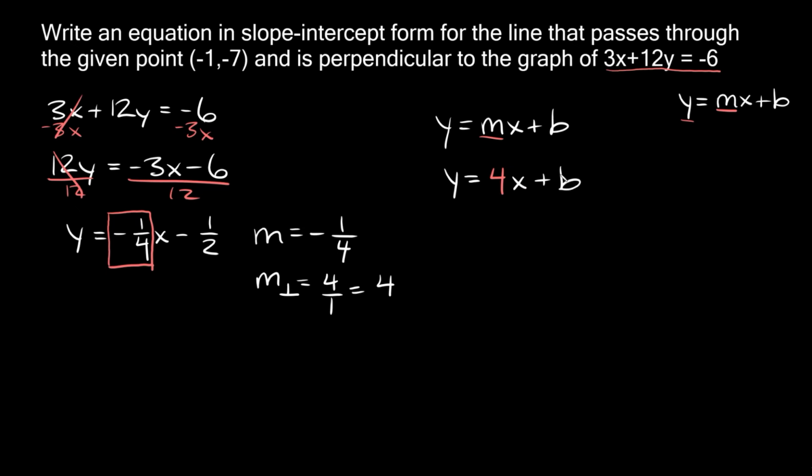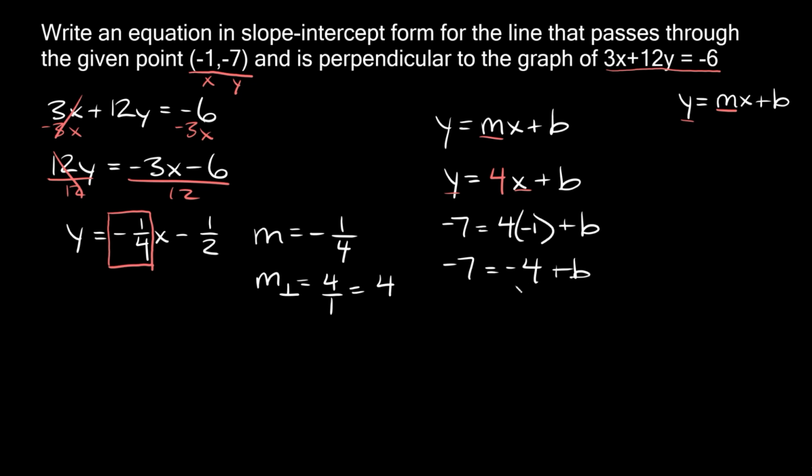The way that we can figure out what b is is by plugging in the point that it gave us, because the equation of this line runs through this point. It gives us our x coordinate and our y coordinate, right? So we know what x and y are here. Let's plug it in for x and y over here and see what we get for b. So x is -1 and y is -7, right? So we get -7 = 4 times -1 plus b. So here we get -7 = -4 + b.